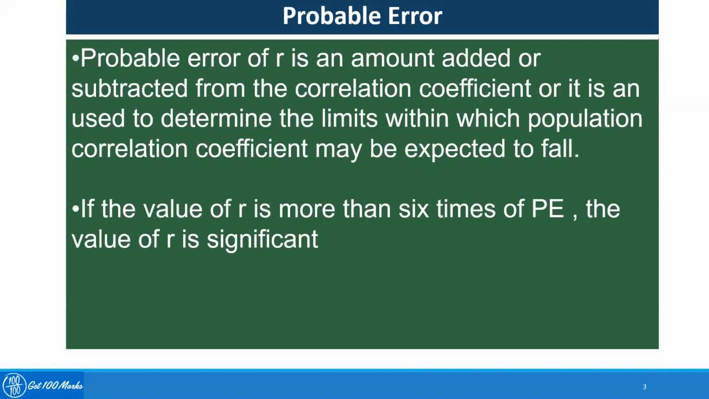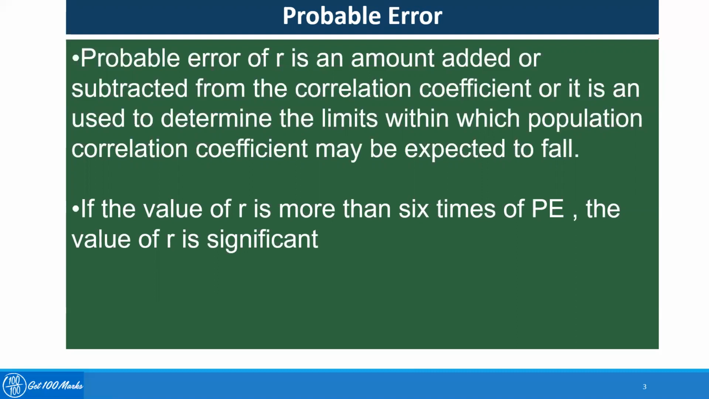If the value of R is more than 6 times the probable error, the existence of the correlation is certain. That means that the sample correlation coefficient is actually significant. In simple terms, if the value of R is greater than 6 times P, where 6 times P means 6 into 0.6745 into (1 minus R square) by root N, then we can tell that the sample correlation coefficient is representing the population correlation coefficient in a statistically significant way.